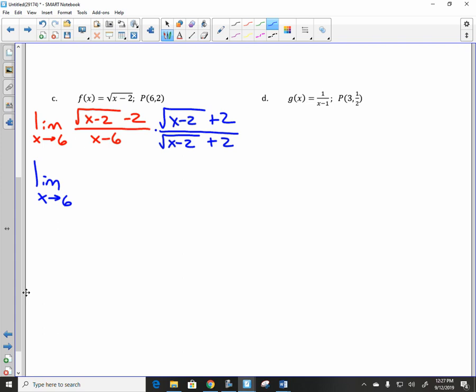Okay, I multiply by the conjugate. What will I get in the numerator? Then I get x minus 6 times the quantity root of x minus 2 plus 2.